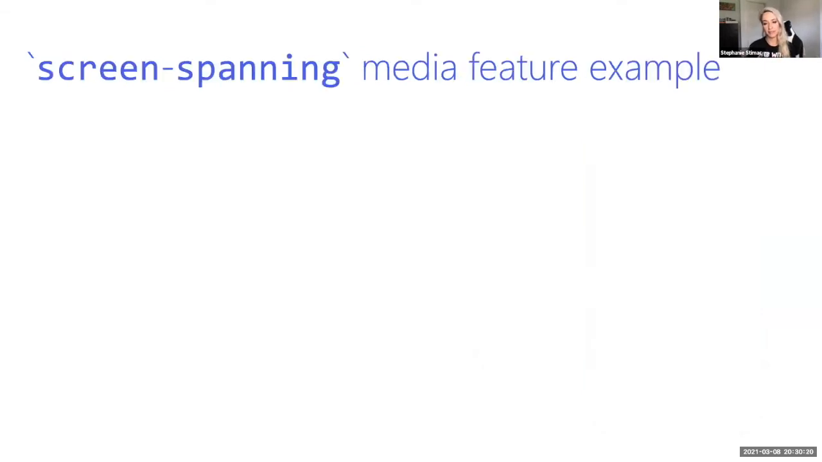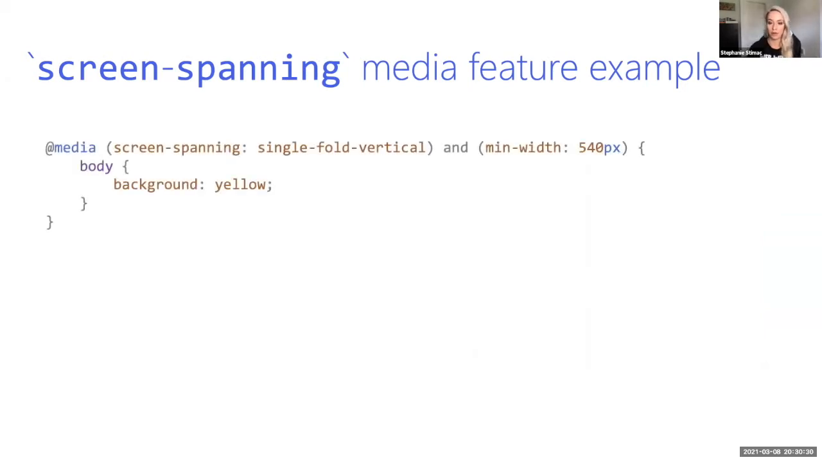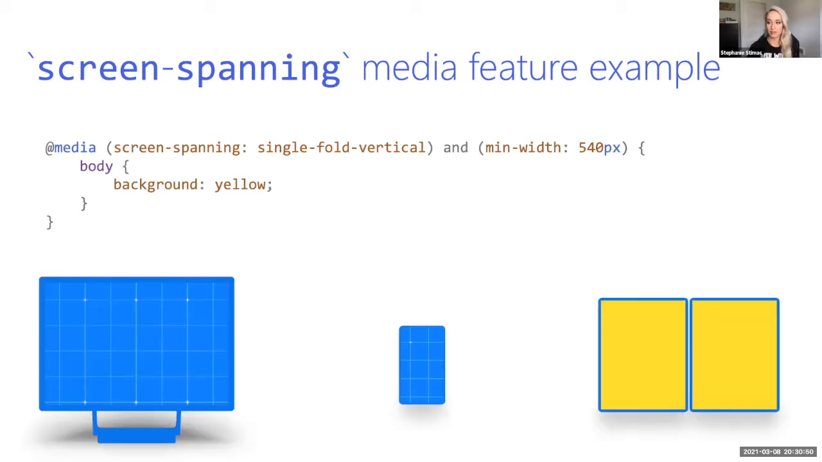And so we'll look at a basic example here, and then I'll show a more in-depth one later when I go through some design examples on how to leverage dual screen. So in this example, we're combining our screen spanning media query with another media query, min width. So we're saying if the device is in the single fold vertical state and the viewport has a minimum width of 540 pixels, make the background of the body element yellow. So if we run that code on 3 different devices, the result will be that we get the yellow background only on our dual screen device.